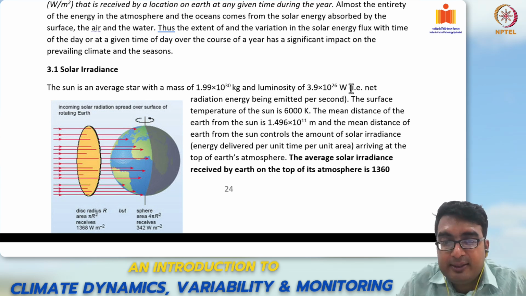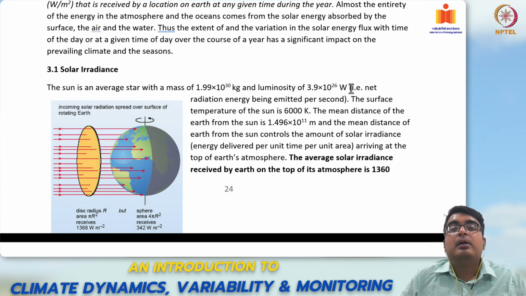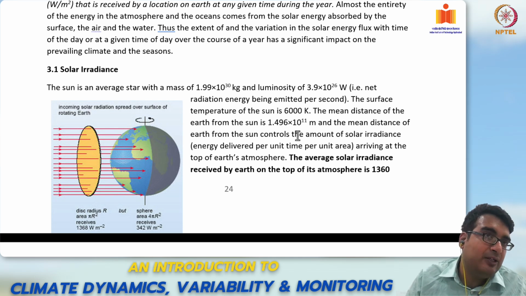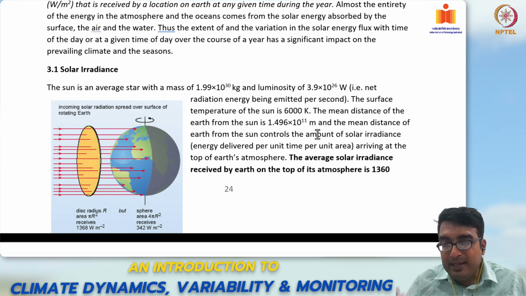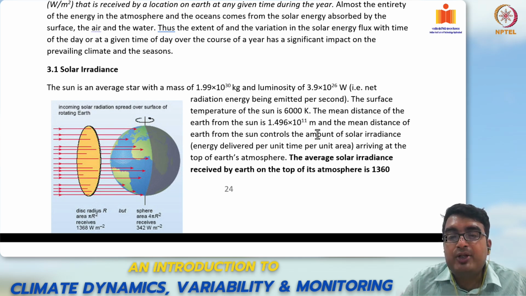And the surface of the Sun is around 6000 kelvins in temperature. Okay. Now the mean distance between the Sun and the Earth is around 1.496 into 10 to the power 11 meters. So around 1.5 into 10 to the power 11 meters. This is the mean distance between Sun and the Earth. And this mean distance basically controls the amount of solar energy that the Earth receives per unit time, per unit area, which is called the solar irradiance.